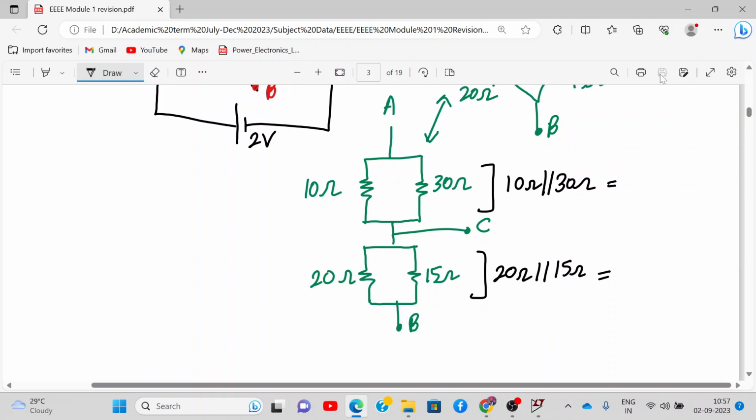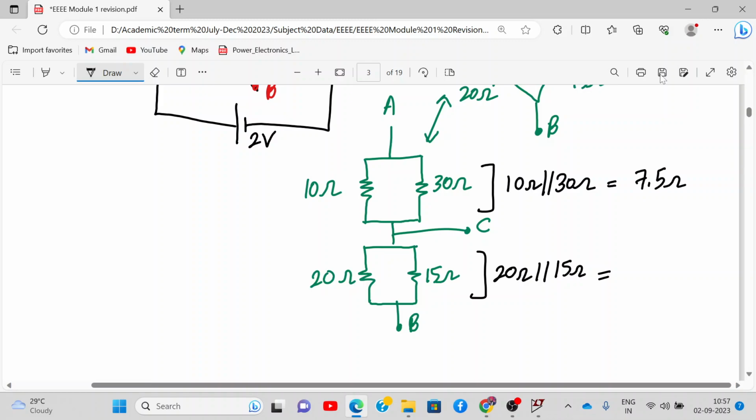I want the answers from you all so that you are solving it in your books. 10 ohm parallel to 30 ohm, how much is the value? Please don't take this much time. We have to cover Norton's theorem also today. 7.5 ohm. Yeah, 7.5.